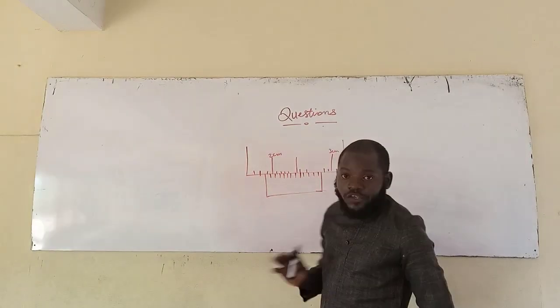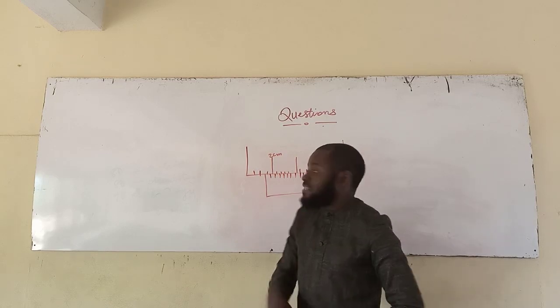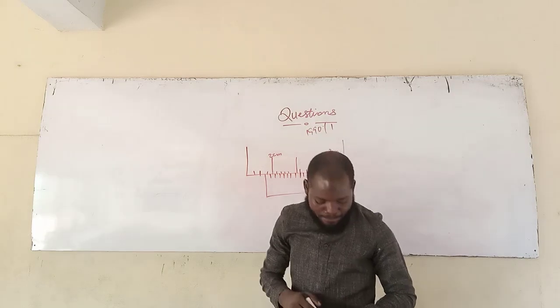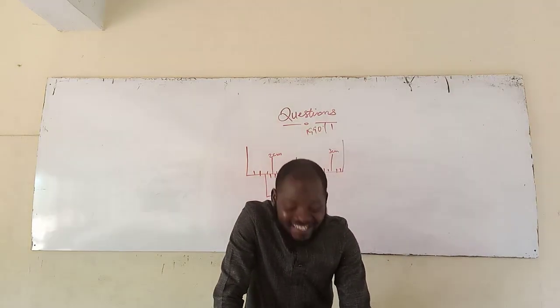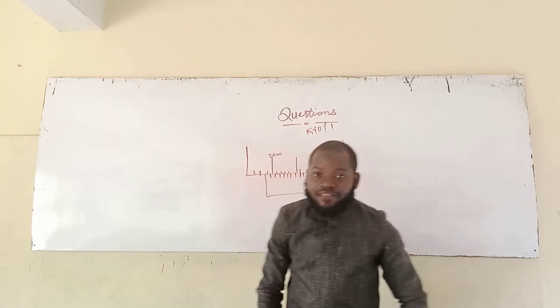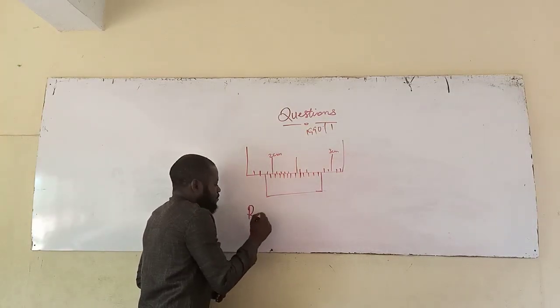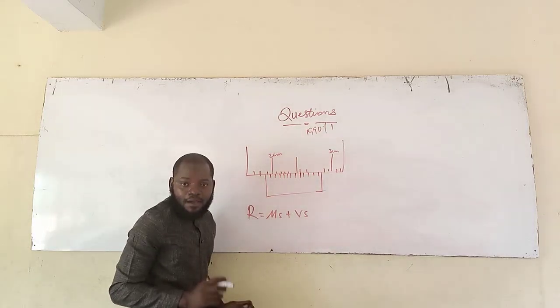Look at this very well. 1990, number 1. Are we there? Okay. So the question says, what is the reading of the vernier scale? What is the reading on the vernier scale? How do we get the reading on the vernier scale, guys? Let's go on. The reading on the vernier scale is going to be the main scale reading plus the vernier scale reading. Am I making sense?